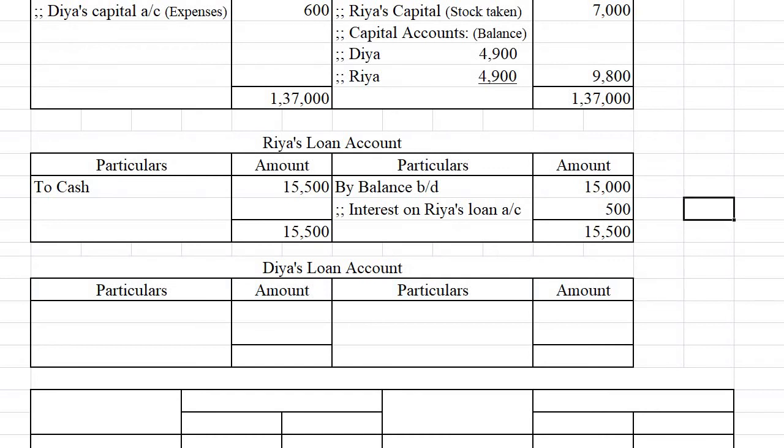So here this is our asset account. We can write the balance on the debit side. 2,000 is the loan amount. And no other entries. So we will balance the account, 2,000.